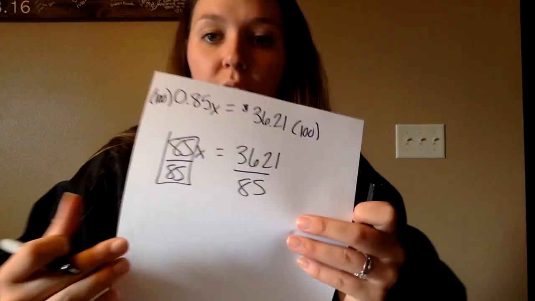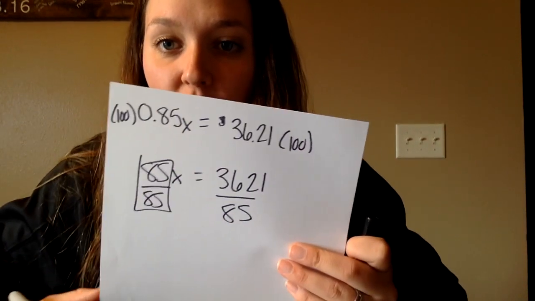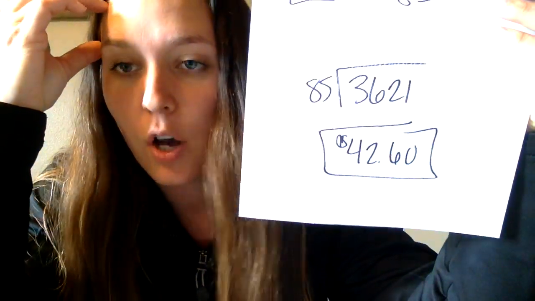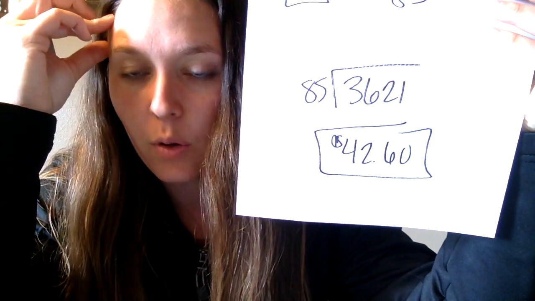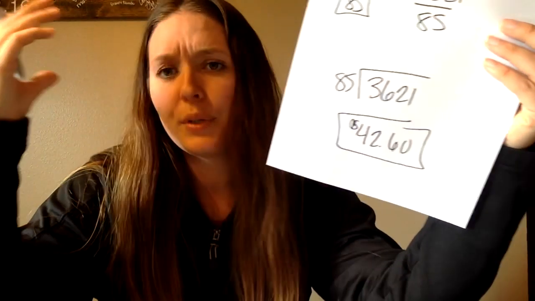So notice now here's our giant 1. Whoop, there it is. And then we have to do some long division here. Once we do some long division, you should get $42.60 was the original cost of the video game. So long division, if it's still giving you some trouble, reach out to me.